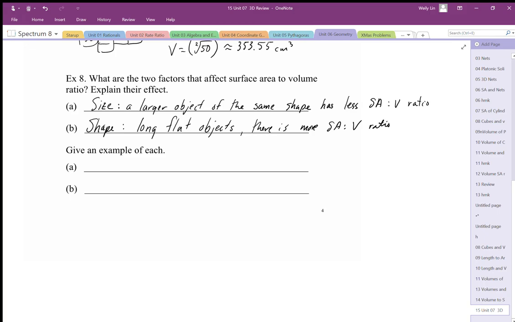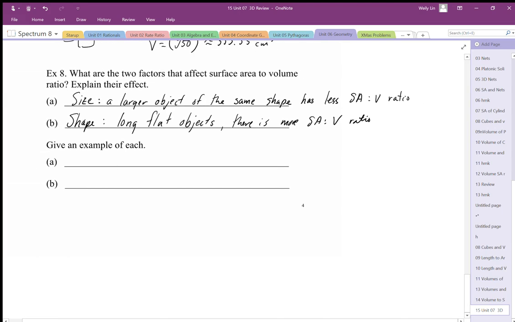The object that minimizes your surface area to volume ratio, the shape that has the least surface area to volume ratio, is a sphere. That's the least flat object that you can get. So I'm just going to say the least surface area to volume ratio is from a sphere shape.